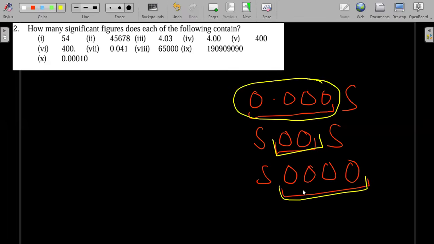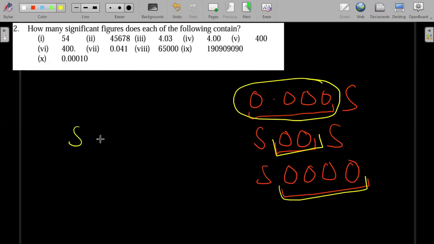So they can only be significant if that number contains a decimal point. Okay, so in this case here, I have 5 and then these 4 zeros. These 4 zeros here are not going to be counted as significant. Why? Because there's no decimal point in this number.